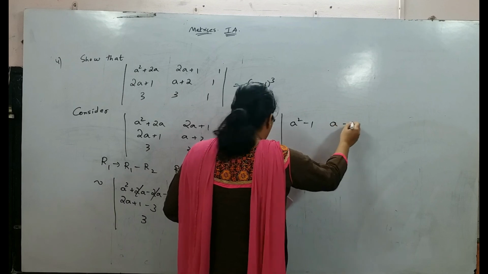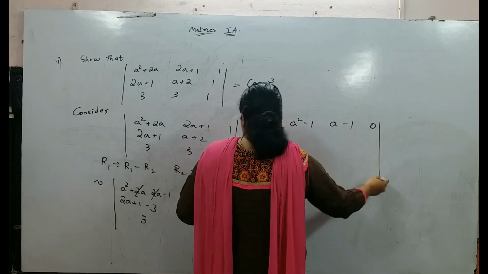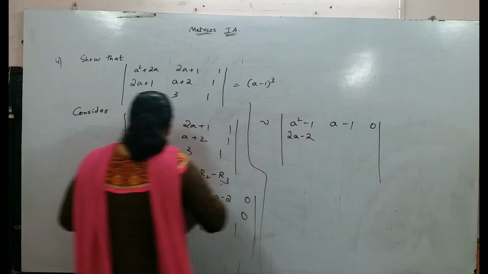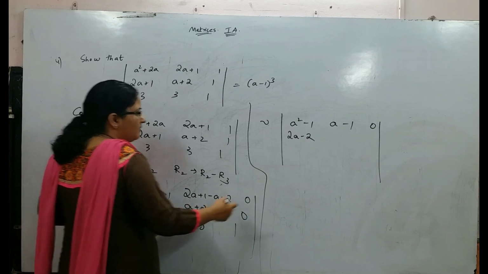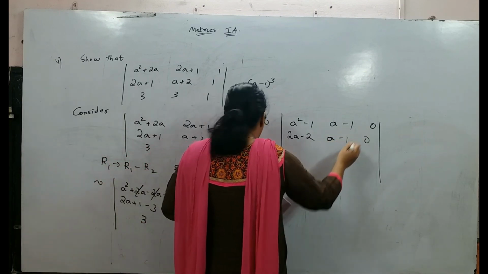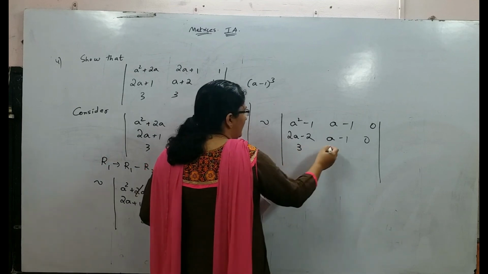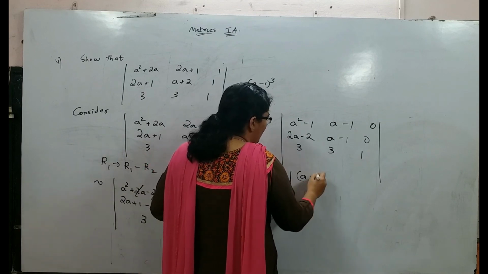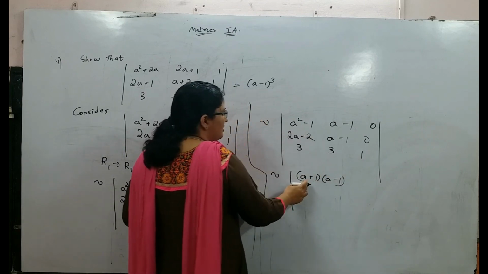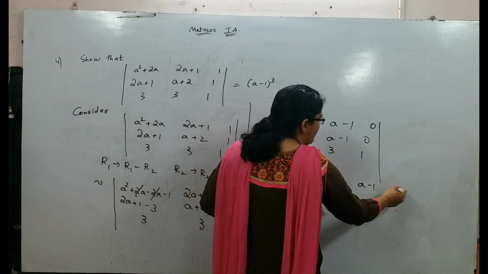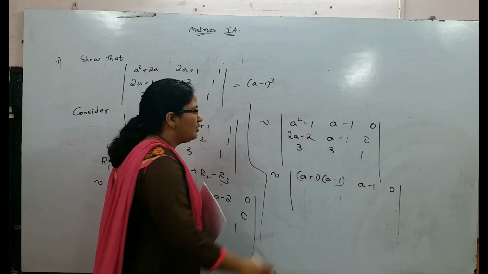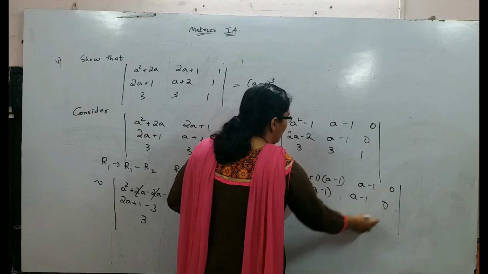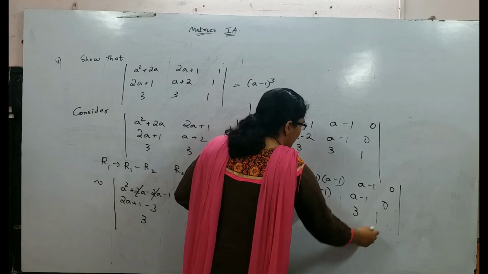So you have a minus 1, 0, 2a minus 2. Here you have 2a minus 2, a minus 1, 0. Next you have 3, 3, 1. So that is nothing but a plus 1 into a minus 1. A square minus 1 can be written as a plus 1 into a minus 1. a minus 1, 0. Next take 2 out. 2 into a minus 1, a minus 1, 0. 3, 3, 1.